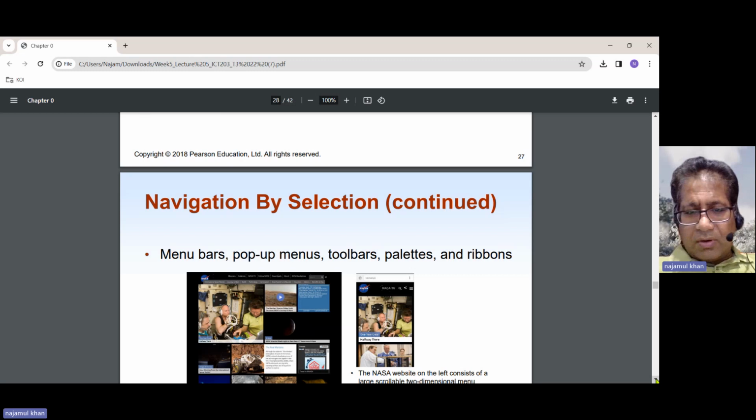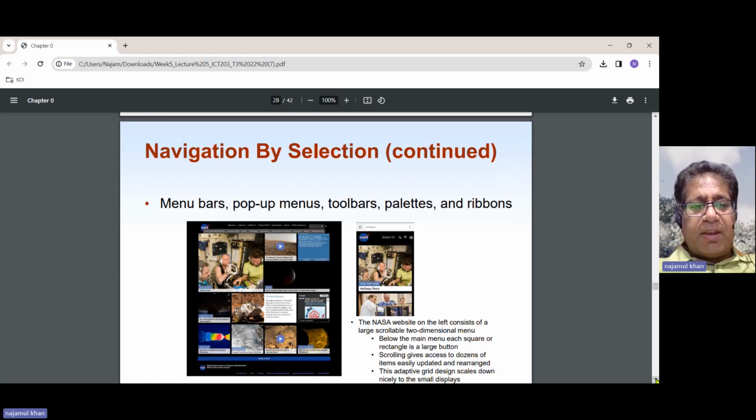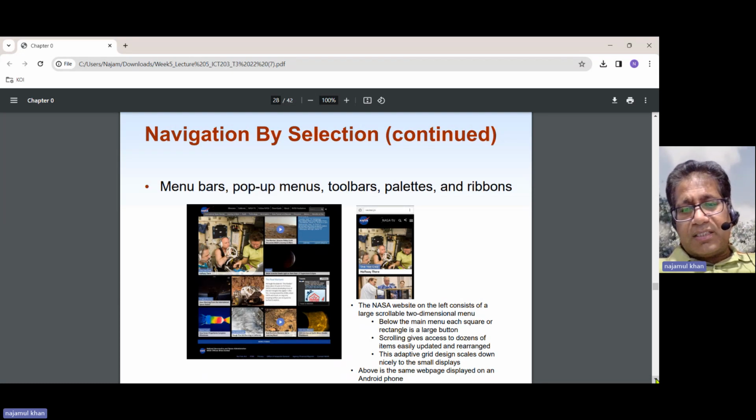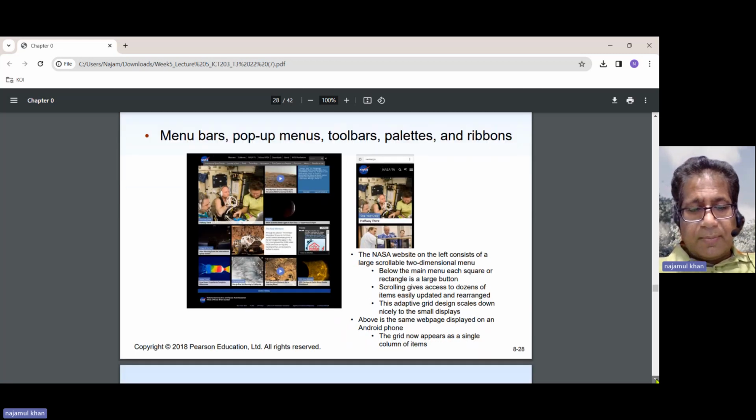We want to quickly finish now. We've got navigation by selection here: menu bars, pop-up menus, toolbars, palettes, and ribbons. Again, this is a NASA page, which is a website. The left side consists of a large scrollable two-dimensional menu. You can see here an example from that menu as well, which is good to see.